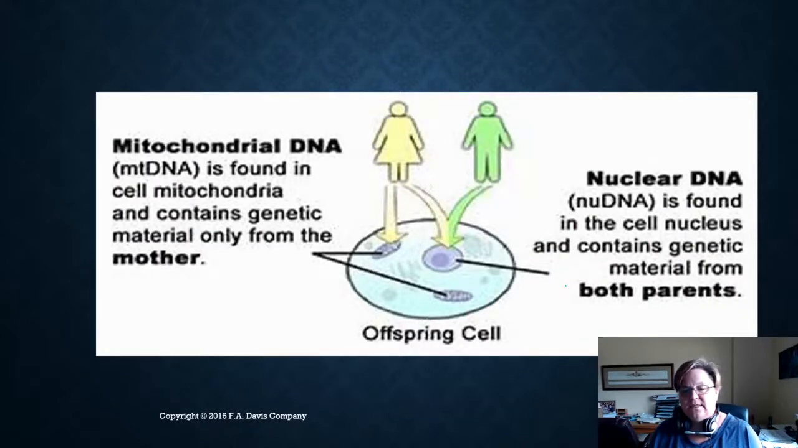And so we'll see this change in mitochondrial DNA. It's found, it contains genetic material only from mom, where nuclear DNA is found in the cell nucleus and contains genetic material from both parents.